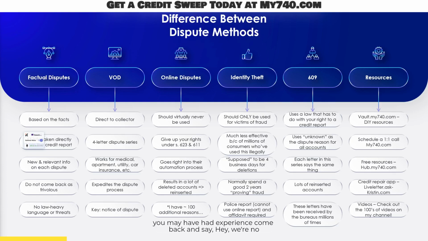Now, you may have had Experian come back and say, hey, we're no longer going to reinvestigate or investigate this account because you've said the same thing again. Okay. So this is why it's important that you use new and relevant information on each dispute. And if you're using a different dispute type, guess what? It's the same stuff over and over and over again. Literally, the worst thing that you can do is say the same thing twice, okay?